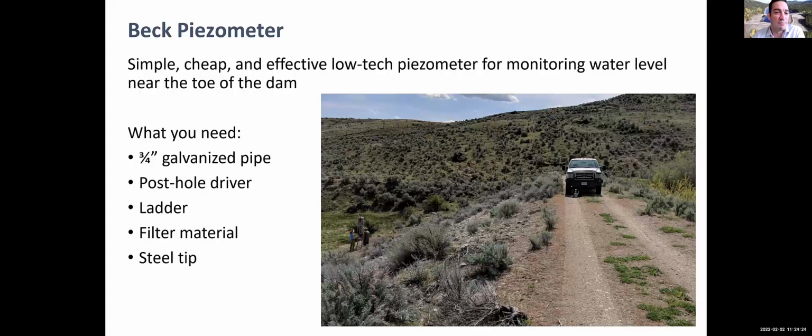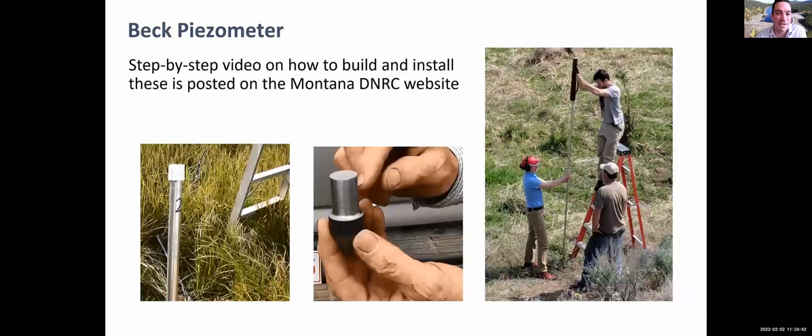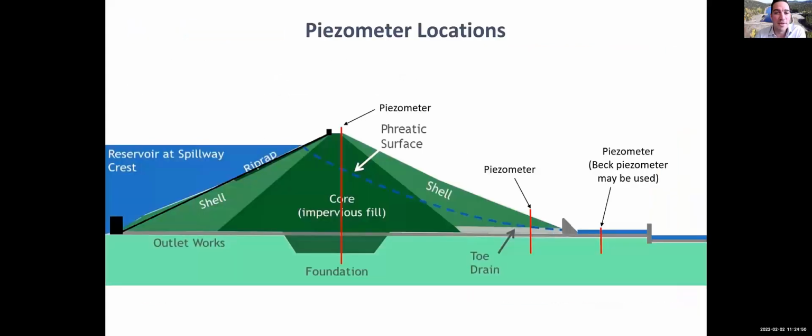These work really well. You need a post hole driver, ladder, some filter material, and I'm talking basically like whatever those sheets are that you throw in your dryer. You actually use those as your filter. You push them down at measurements. That's actually their guidance, and a steel tip for driving down. So sometimes these are really useful and low tech for some of your small dams. Just to give you an example.